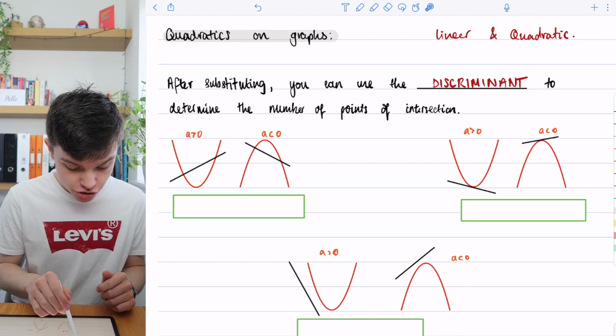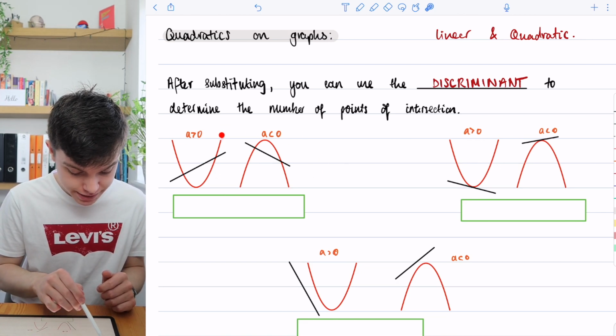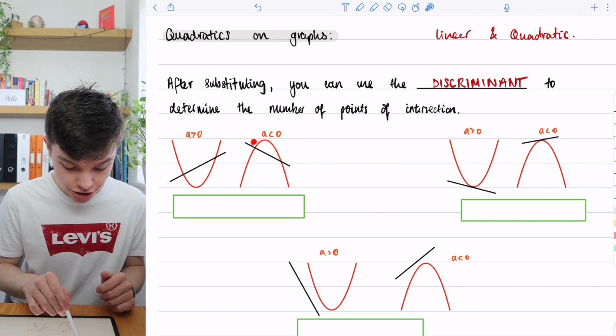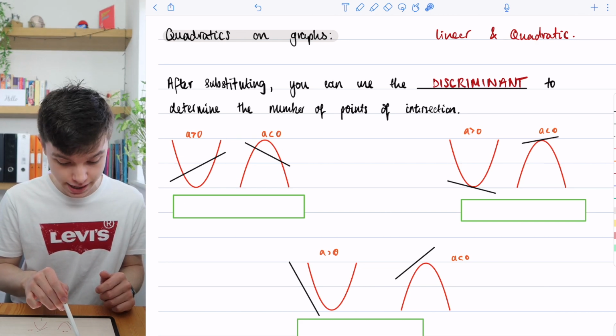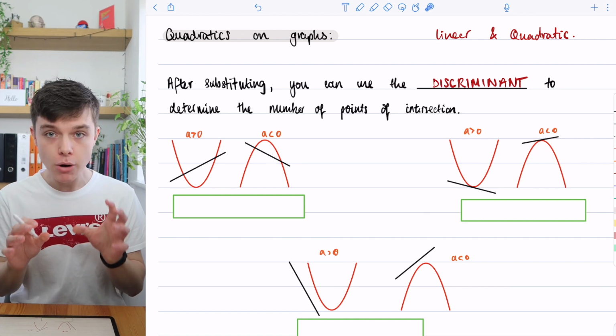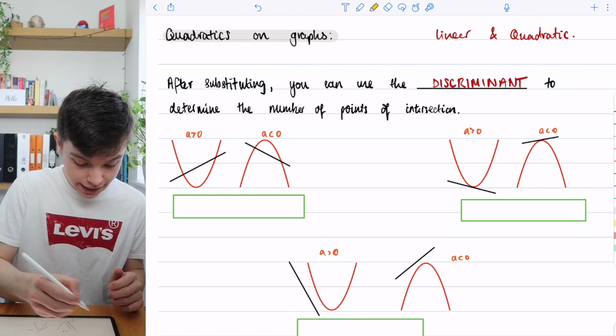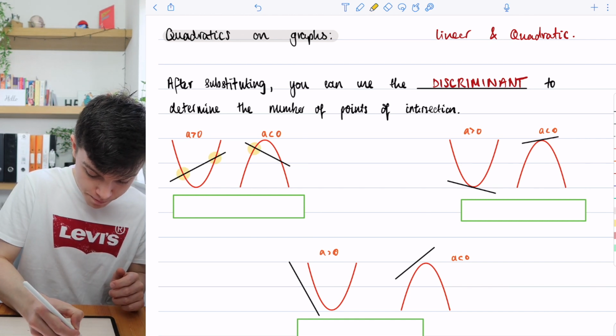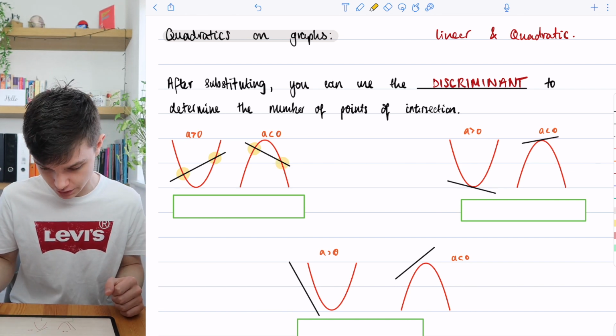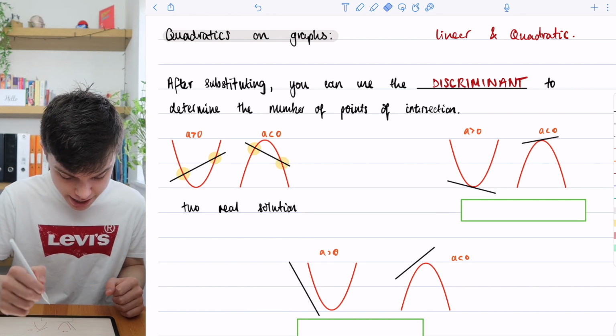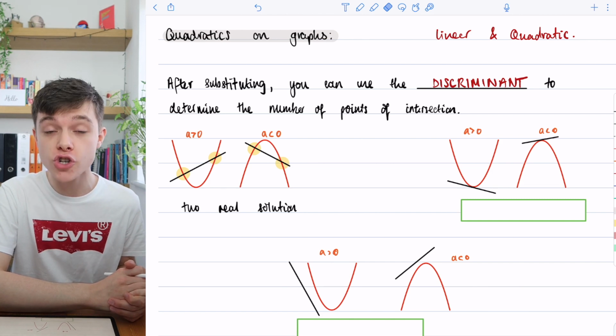Okay, so two examples here. I've got this quadratic and a straight line, and then I've got a negative quadratic and a straight line. Both of those, you can see if I highlight in yellow, have 2 points of intersection. Okay, so under this box here, that's what we've got. We've got 2 real solutions.